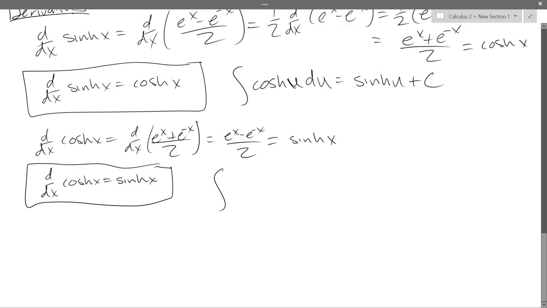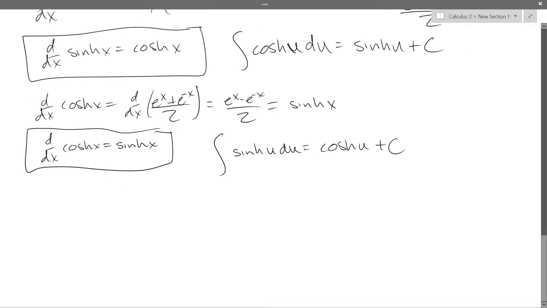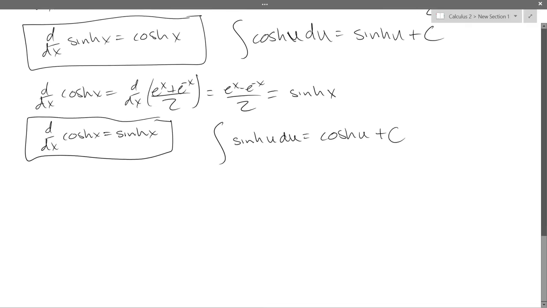And the free antiderivative we get, move the derivative operator to the sinh side, or move the operator to the other side with the inverse operator. So the antiderivative of sinh u du equals cosh u plus c. All right, there's our free antiderivative. All right, next up, tangent. Hyperbolic tangent.